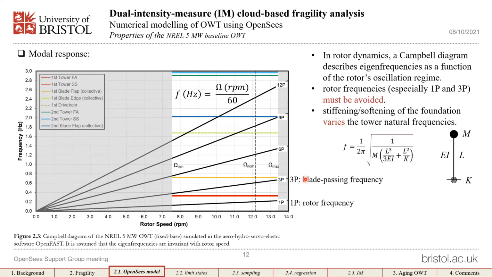3P frequencies. The final key point to be noted on this slide is that the stiffening or softening of the foundation can really change the natural frequencies of the tower, which can be dangerous, as presented here. This is the reason why soil-structure interaction should always be considered for offshore turbines, especially when nonlinear responses are expected, such as during a seismic event.